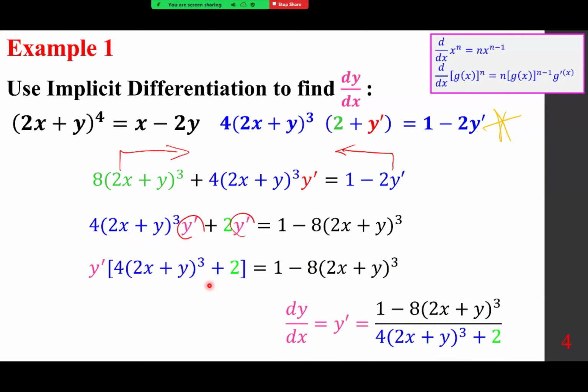Needless to say, you can factor the common factor of 2 from the denominator. It doesn't change anything. In other words, you always have to look at the result and see if you can simplify it further. This cannot be simplified further.